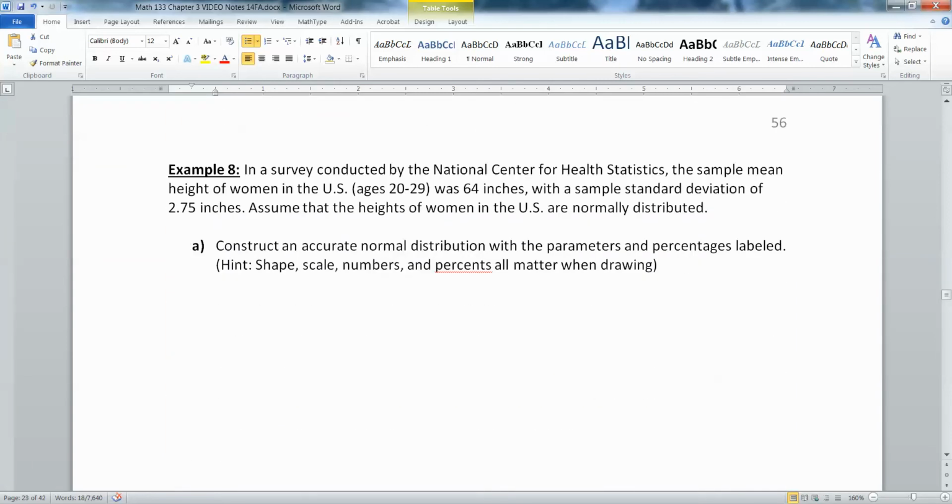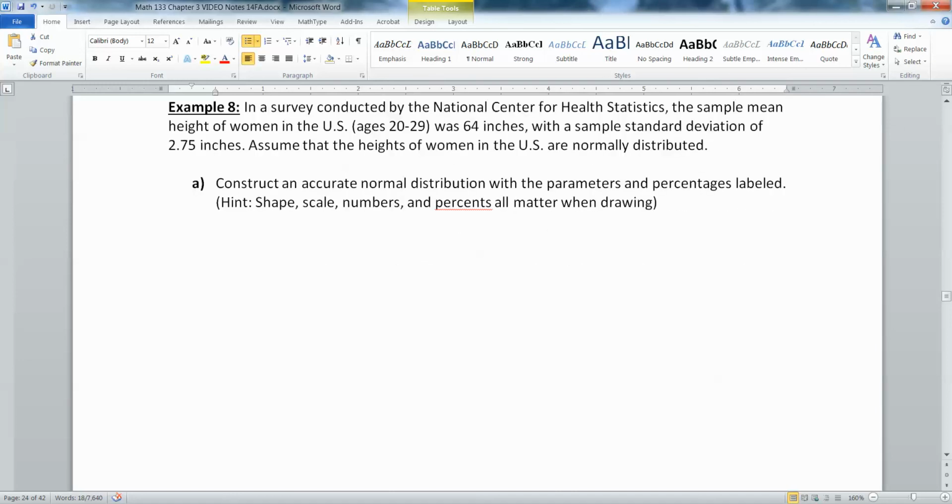Okay, so let's apply this idea to a problem. We have a survey conducted by the National Center for Health Statistics, and the sample mean height of women in the U.S. aged 20 to 29 was 64 inches with a sample standard deviation of 2.75 inches. Assume that the heights of women in the U.S. are normally distributed. So your first job is to construct by hand an accurate normal distribution with the parameters and percentages labeled. And there's more. You have to make it so that your scale, your percents, your numbers, everything's in there and they all matter.